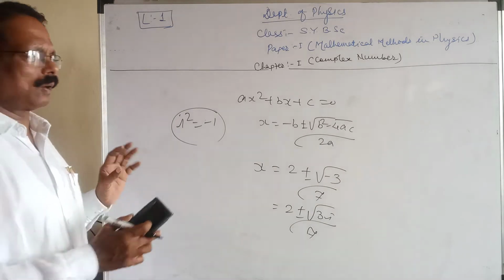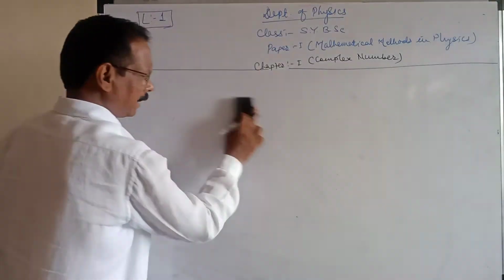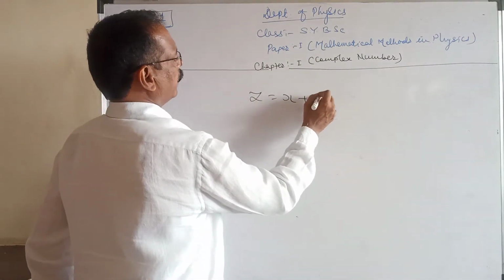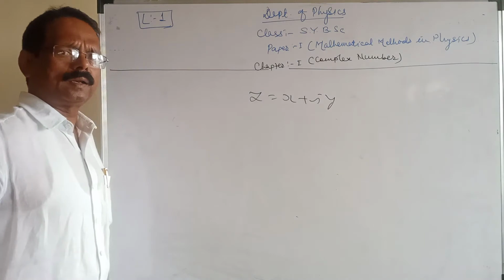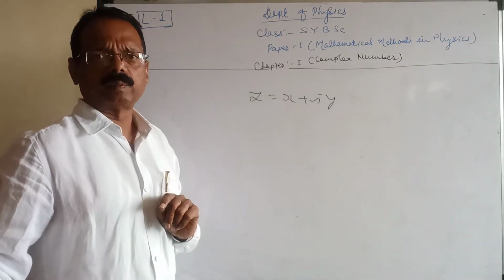Then what is the definition of the complex number? I already told you that z is equal to x plus iy is the complex number, where the real part of the complex number is x and the imaginary part of the complex number is y.